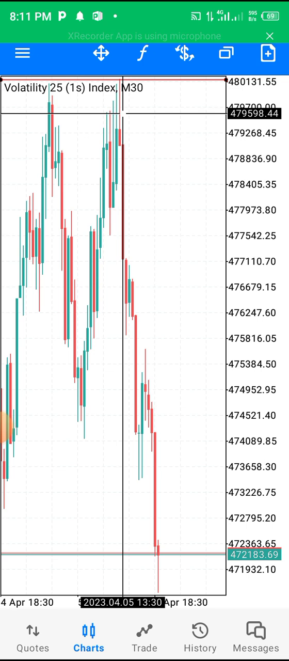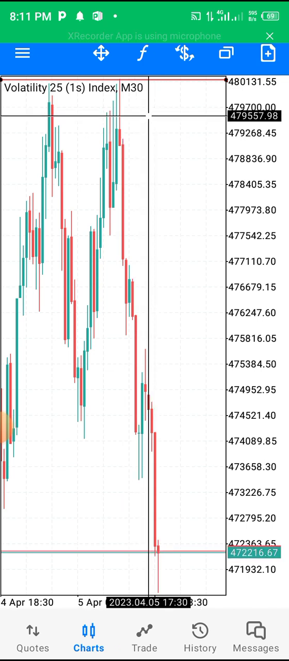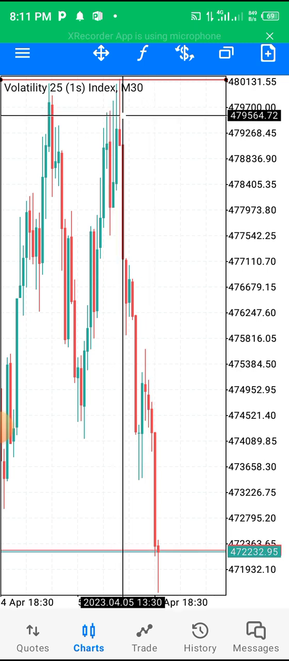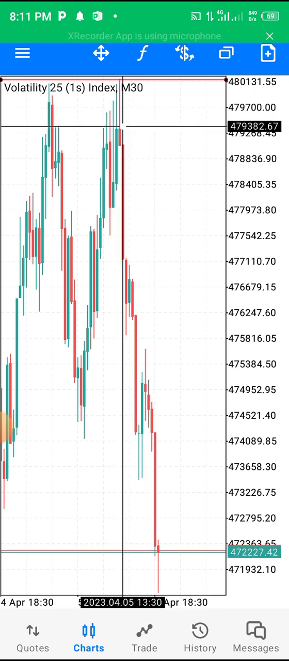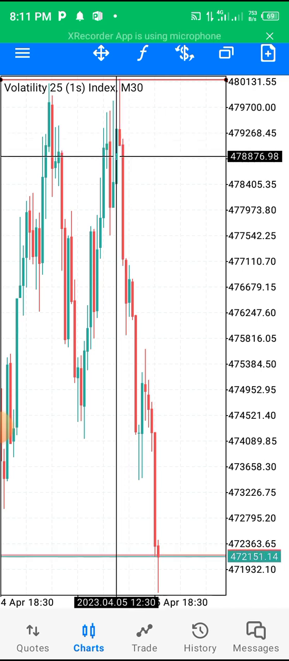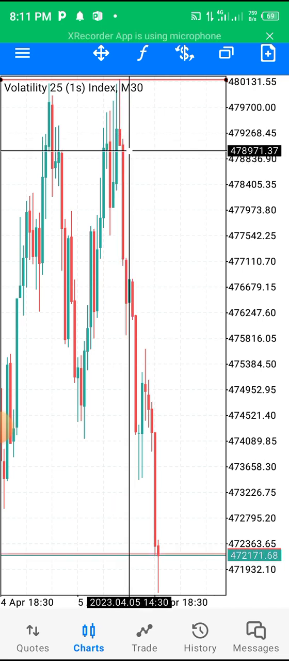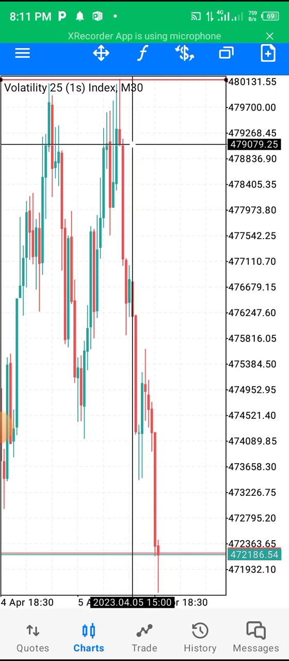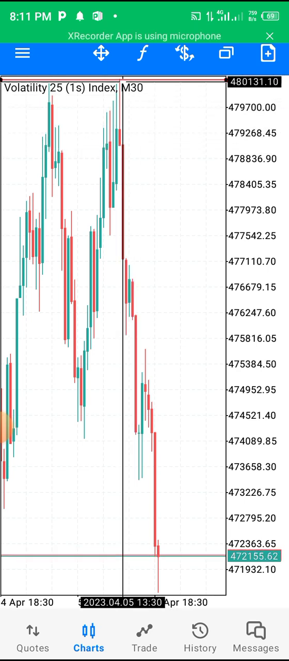But I won't just rush in and start selling. I have to give it a little time to see if the market will still give me a bearish candlestick. So after this 30-minute candlestick closed, this is where I opened my position, because it started selling again and it was giving me another bearish candlestick. This is where I opened my position and you can see I put my stop loss here.